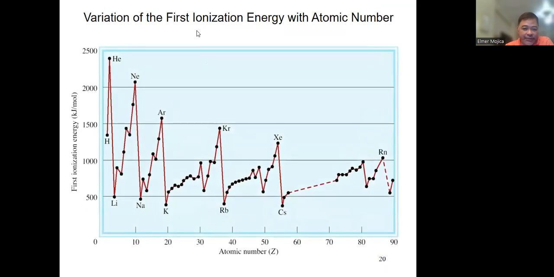And if you look at the trend of the first ionization energy, this is how it looks. There's some anomaly here, the transition from s to p orbital, and another anomaly here, the transition from p3 to p4. But in general, ionization energy increases from left to right.